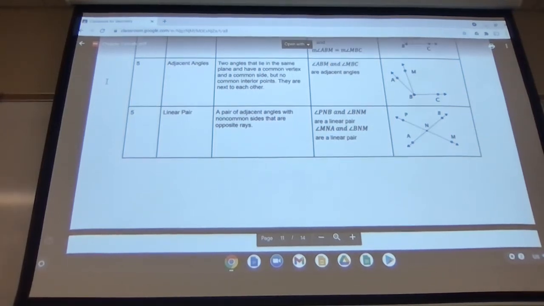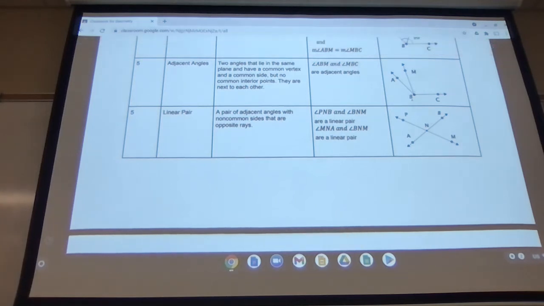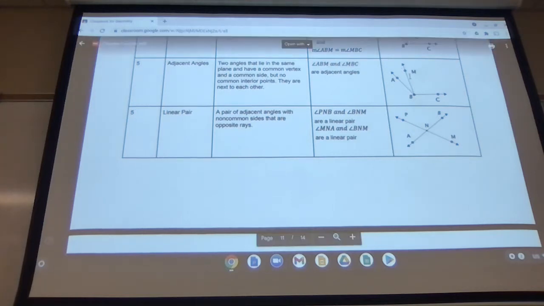First one is adjacent angles. The word adjacent means next to. So adjacent angles are going to be right next to each other. Let's look at a picture over here. These two angles are right next to each other, angle ABM and angle CBM. You'll notice they share a common vertex, and they also have a side in common, this side going right through the middle, ray BM.